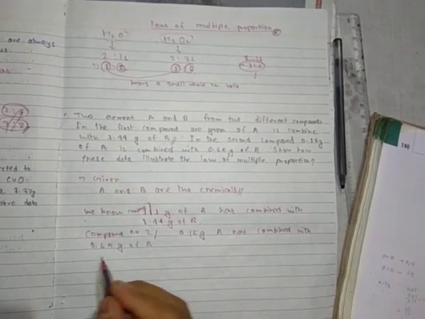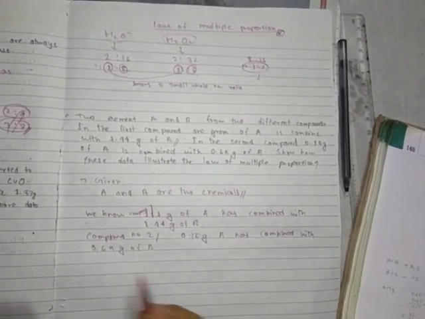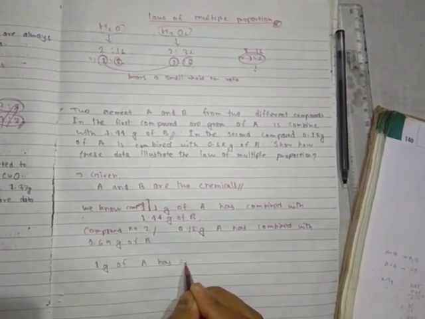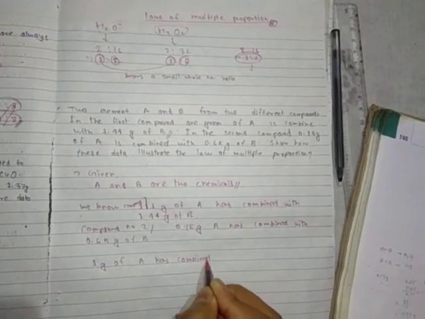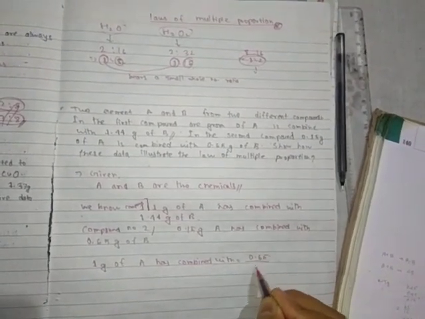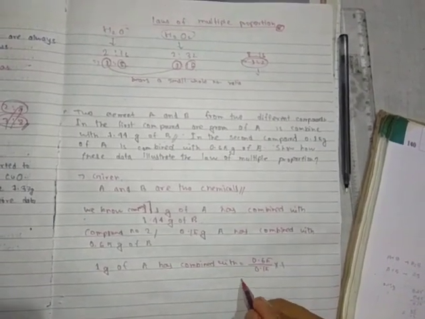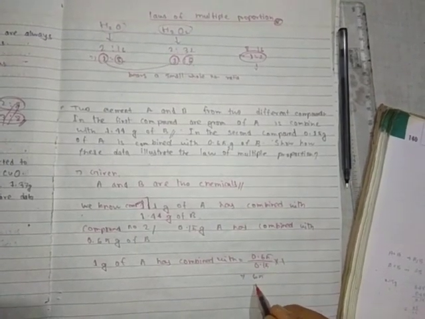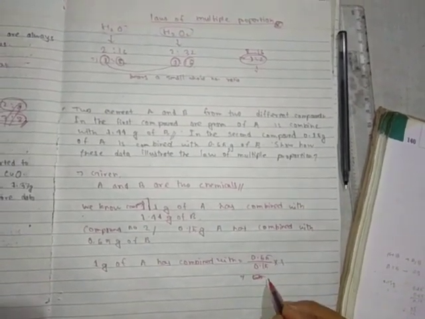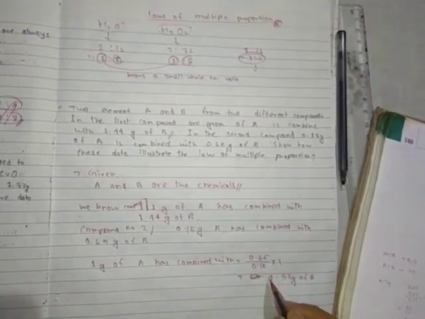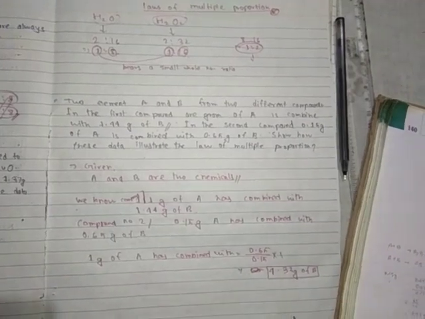Therefore we can say here that 1 gram of A has combined with, simple unitary method we have to apply, very easy, 0.65 by 0.15 into 1. So its answer, if I do 65 by 15, I properly got 4.33 gram of B. This is our answer, 4.33 gram of B.